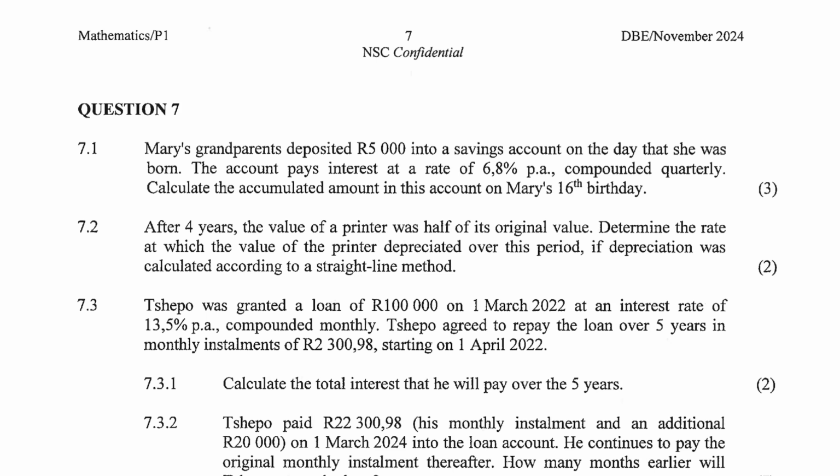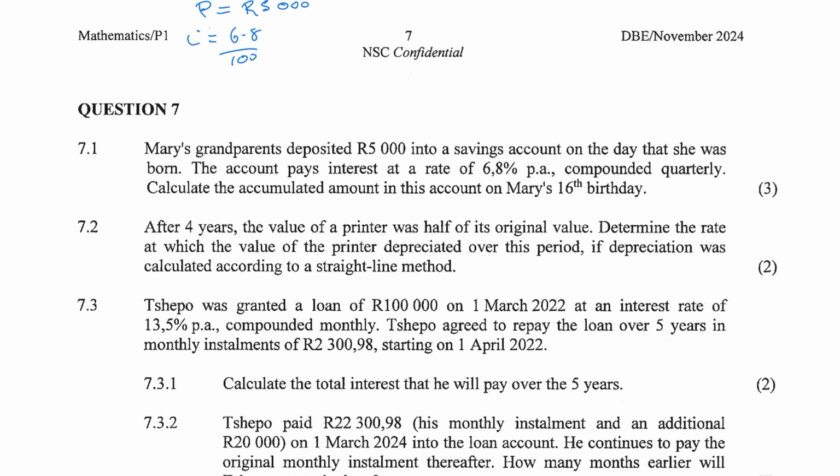With 7.1, they say Mary's grandparents deposited 5,000 into a savings account. So Mary's grandparents deposited 5K into a savings account on the day that she was born. And the account pays an interest rate of 6.8 percent.